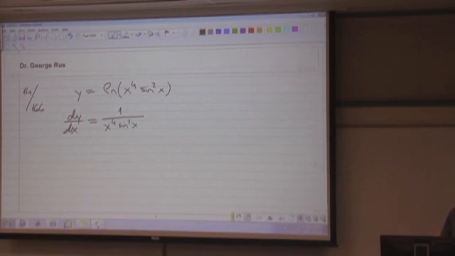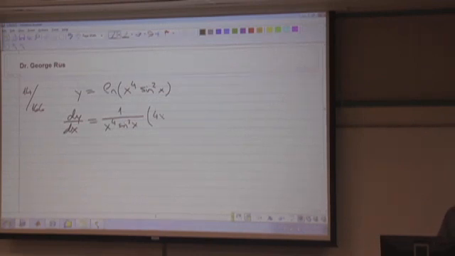Of course, another thing you can do is break this apart into two logarithms, take the powers out, and do it that way. Let me do it in this fashion first, and then I'll show you the other way as well. So this is 1 over the function times the derivative of the function. Your function looks like a product of two functions, right? So you need the product rule.